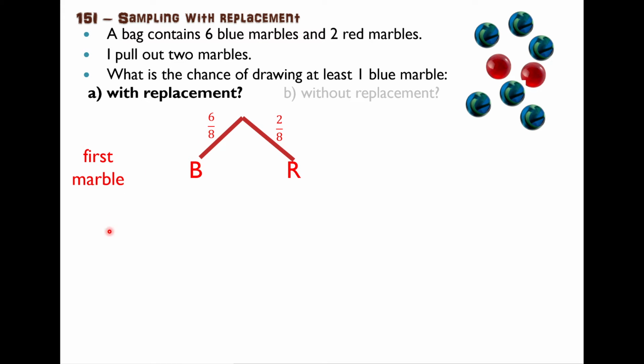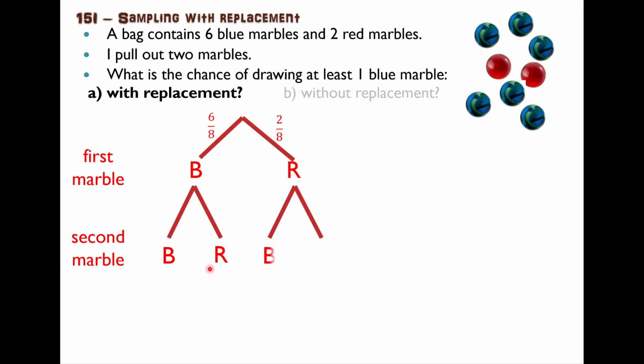And now we can go to the next step, or the second experiment, which is the second marble. If we drew a blue the first time, well, we could still draw either a blue or a red. And if we drew a red the first time, the second one could still be blue or red. But the probabilities, will they be different? It says with replacement, which means I'm putting the marble back in the bag. So, let's say the first one is blue, and I look at it and I inspect it and say, oh yes, that's a blue marble. And then I put it back in the bag. So there are still 6 blue marbles in the bag, and still 8 marbles in total. So the chance of drawing another blue is still 6 over 8.